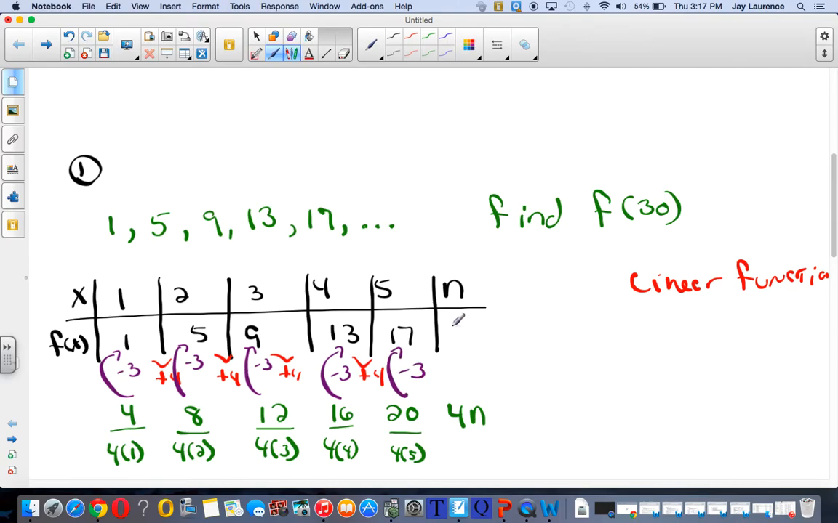So what am I going to do to n? Well, I'm going to go 4 times n and then minus 3. Now that's only the expression. The function is going to be f of x equals 4x minus 3.